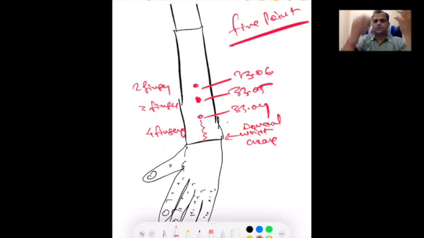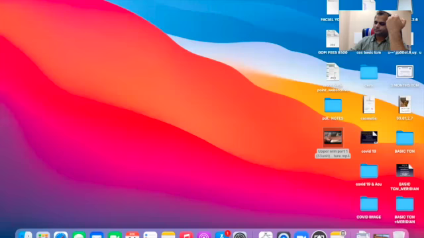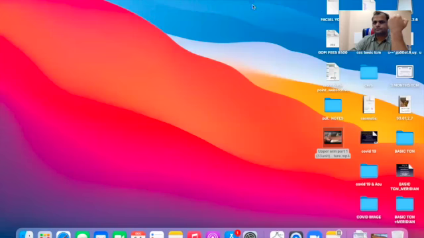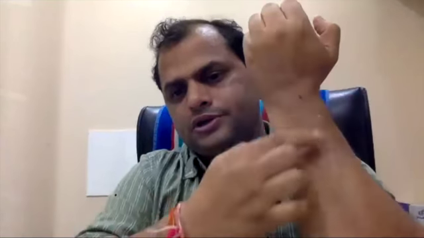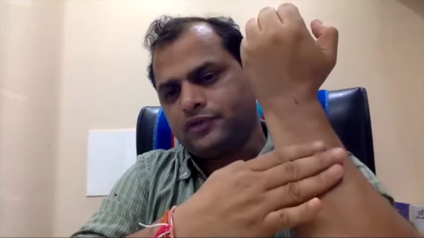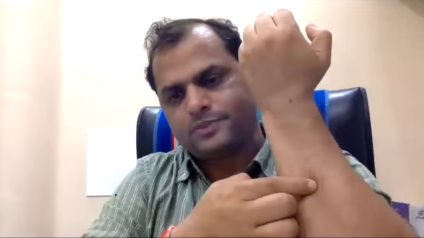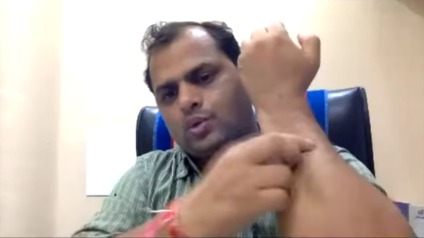So from the dorsal wrist crease, first we are going forefinger. From the dorsal wrist crease going forefinger, marking a point, then three fingers, marking the second point, then two fingers, marking the third point. So 1, 2, 3. So this is called Dao Ma. The meaning of Dao Ma.